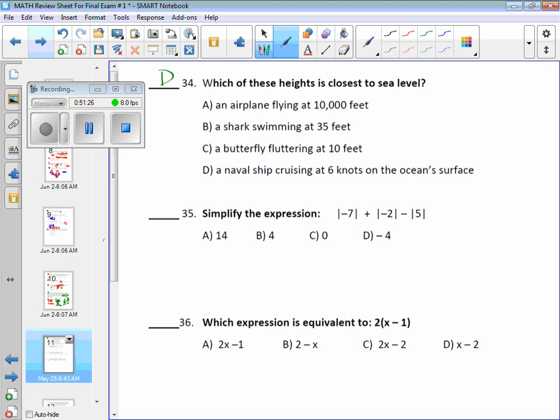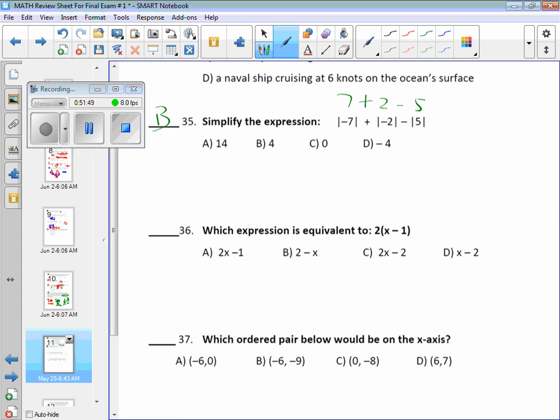35 you should get. That should be a layup question for you, because when you find the absolute value of -7, they're always positive. 7, 2, 5, and then you just got to add 9 and take away 5, and you get 4. B. I got that wrong because I thought it said no. So be careful with that one. Okay, 36.